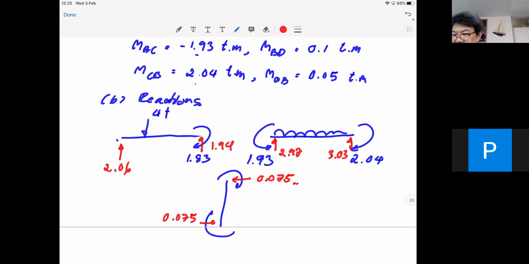2.06 is from the find the reaction, right? Yes, that's correct. By using your equilibrium.